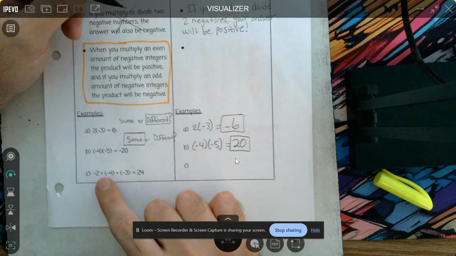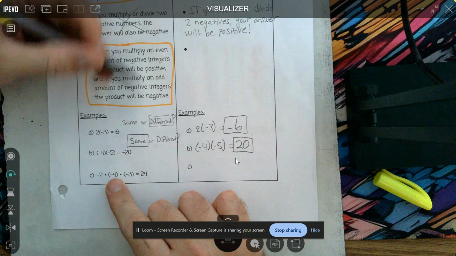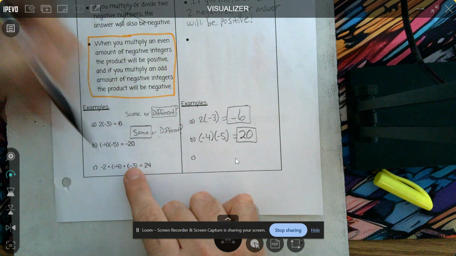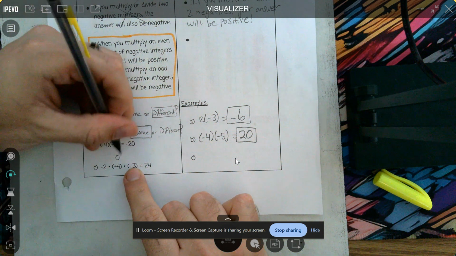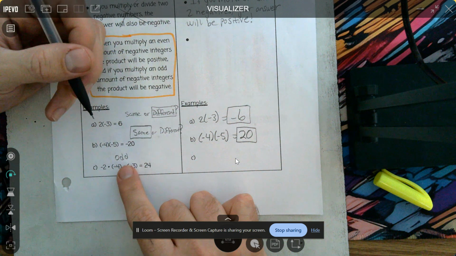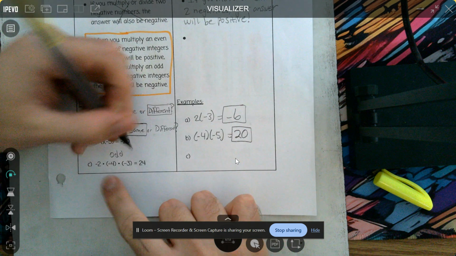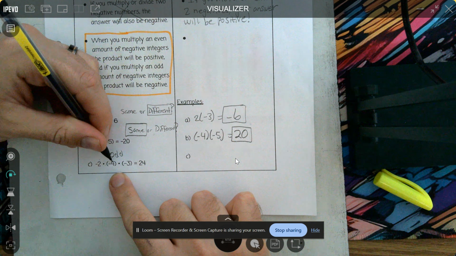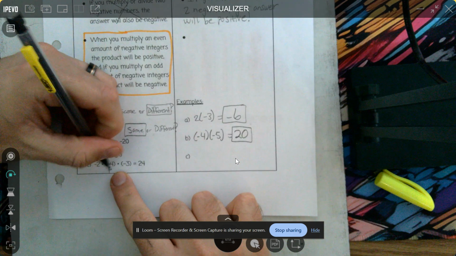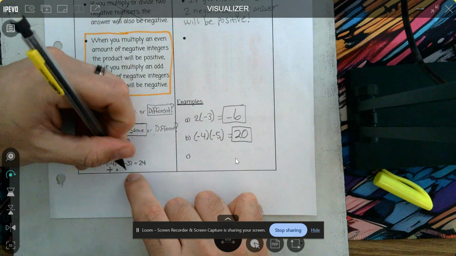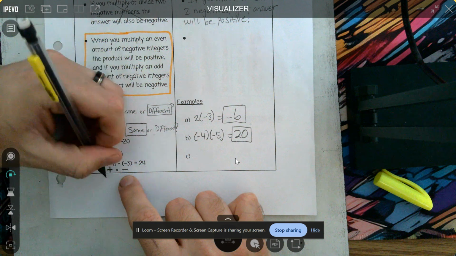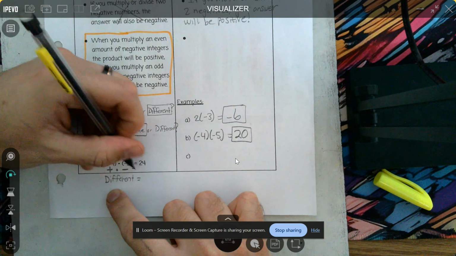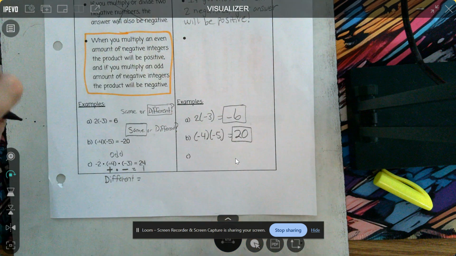All right, now C goes along with the third statement on our selfie notes. Let's talk about it. We have 1, 2, 3 integers. That's an odd amount of integers. So let's solve it. Let's start from left to right. We have a negative times a negative. A negative times a negative is a positive. A positive times a negative. These are different. So it should be positive. Our answer should be positive.